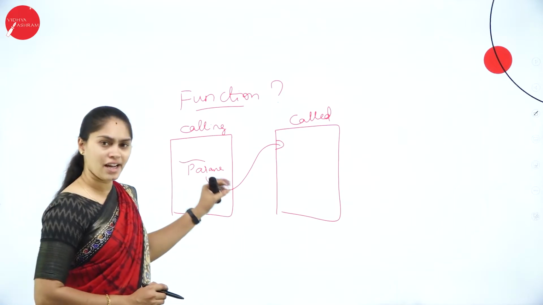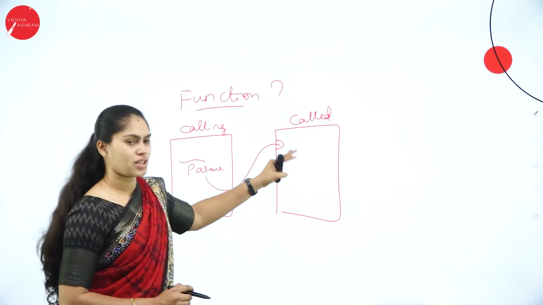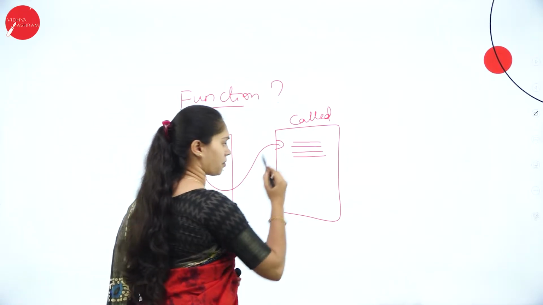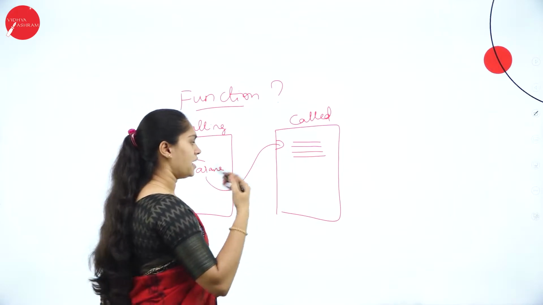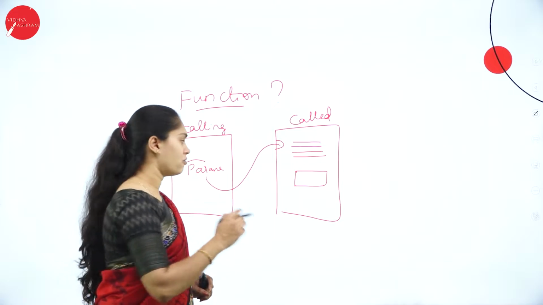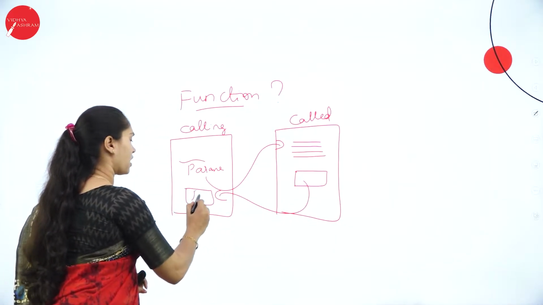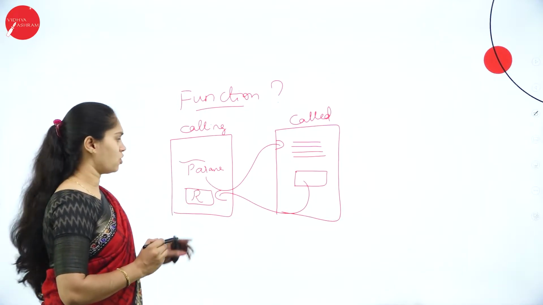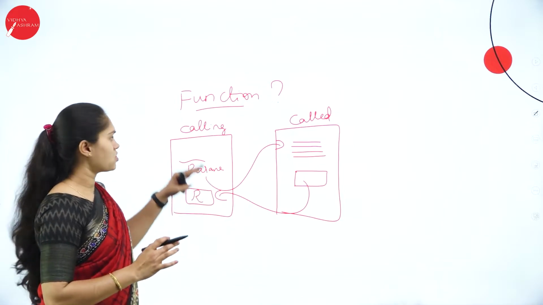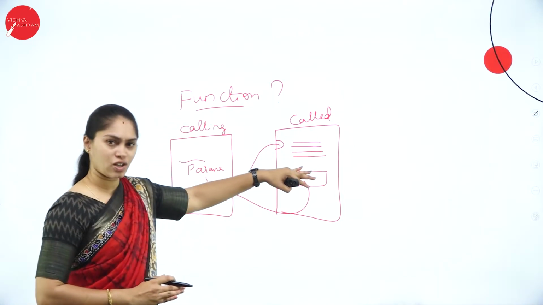When all the inputs, parameters, or arguments come to the called function, it is going to do the processing. Once it is processed, it has to yield the result. That result is going to be generated in the called function. Again, this called function is going to send the result back to the calling function. So this is how the calling function and called function work. Mainly we have a function to perform a particular task.